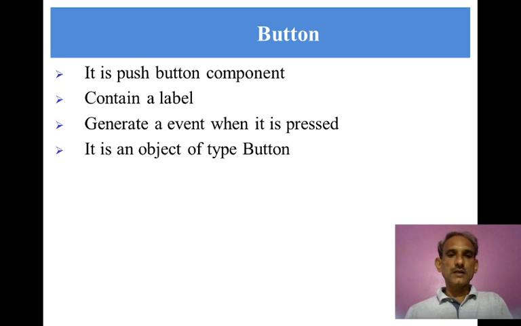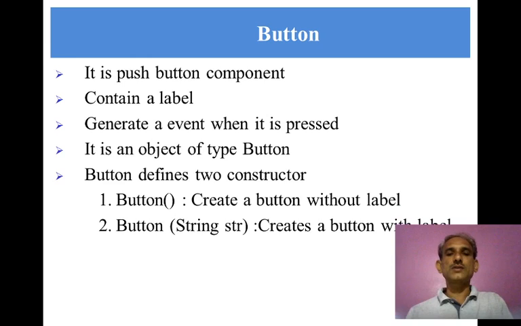So Button is an object of type Button. It has two constructors. One, Button(), creates a button without a label. The second constructor is Button(String str). This is the name of the button, String str. You can mention the name of the button, and it creates a button with that label.